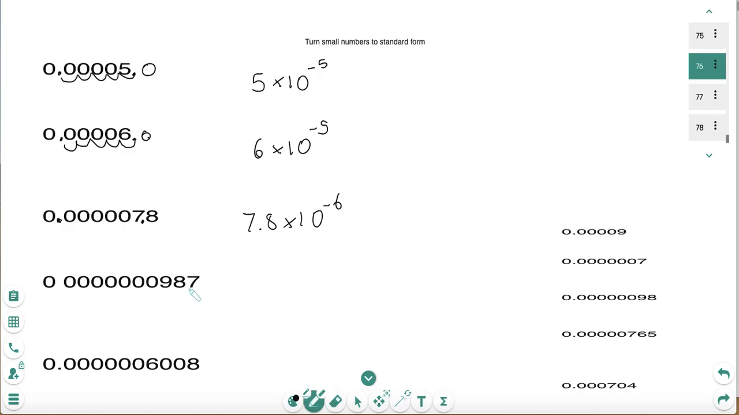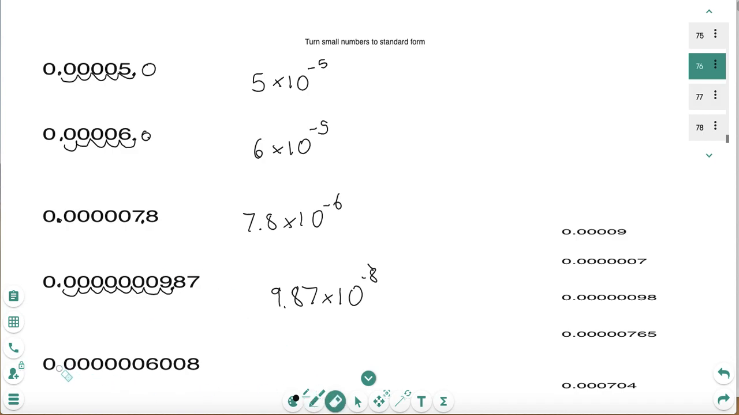How about here? 98.7. No. Here. 9.87. That's in between 1 and 10. So 9.87 times 10. Our old decimal place is here. Count the number of spaces. 1, 2, 3, 4, 5, 6, 7, 8. Minus 8. Here, where would I move my decimal place?